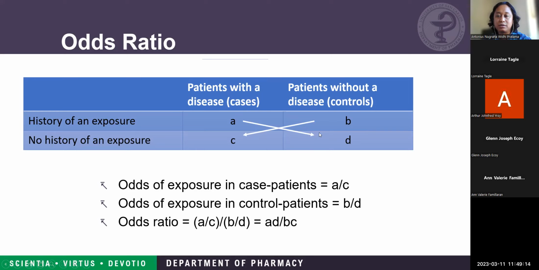Then, because if we miscalculate the patients, it will affect the results significantly. That's why, like what I said before, we must have a clear definition of what the cases are, and also what the controls are, and also what kind of history.